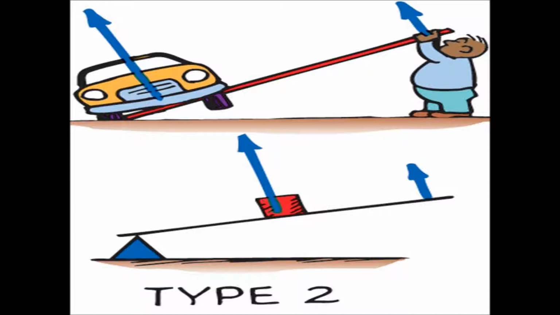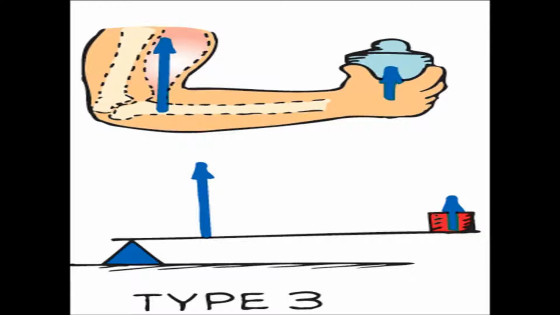So you're always going to have three things. You're going to have the fulcrum, the output force, the input force. Type 1, again, the fulcrum was between the two forces. Type 2, the output force is between the input force and the fulcrum. Type 3 is a little weird, as we see this. You need muscles in order for this to occur.